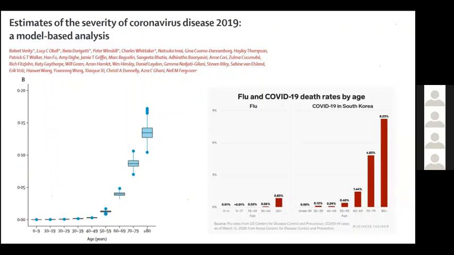On the right, you have a diagram that shows very much the same thing, but the data is from South Korea. And South Korea had a very robust, quick response because they've dealt with things like the SARS outbreak before and the MERS outbreak. And even then, they're seeing about an 8.2% mortality rate in those over 80.